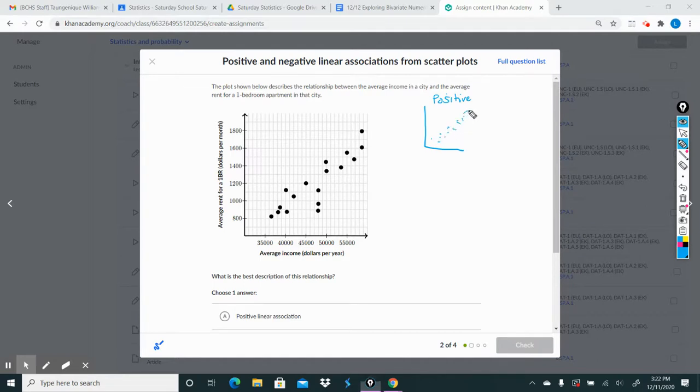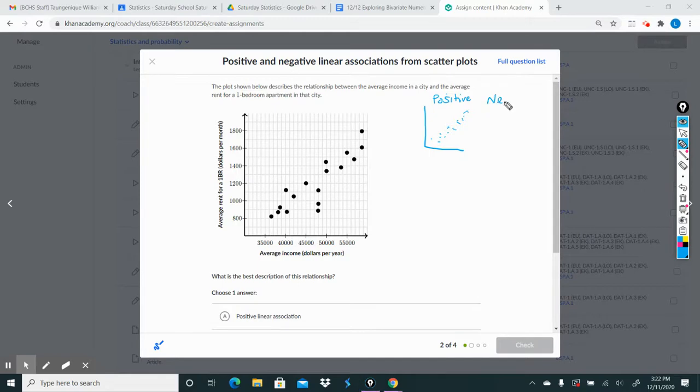direction, okay? The tighter the scatter plot is to kind of looking like a straight line, the more positive it is and the higher the correlation coefficient will be, which is something we're going to be going over later.